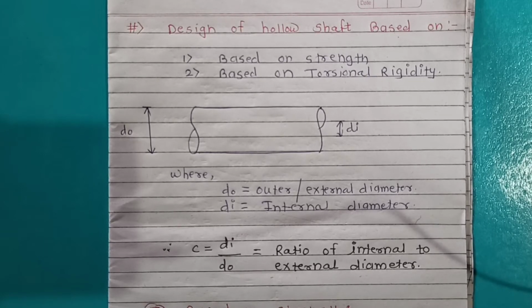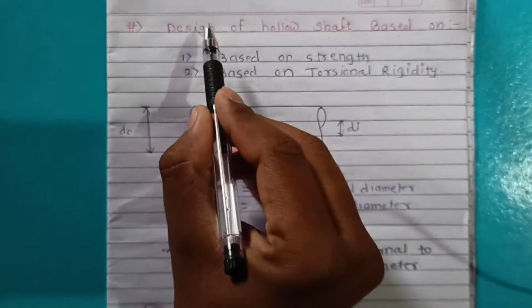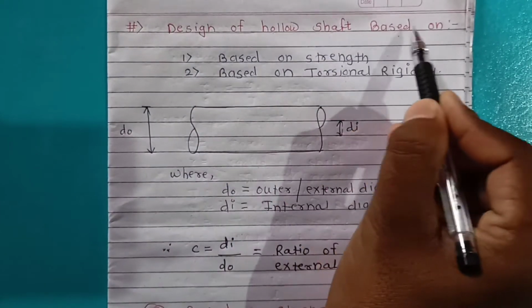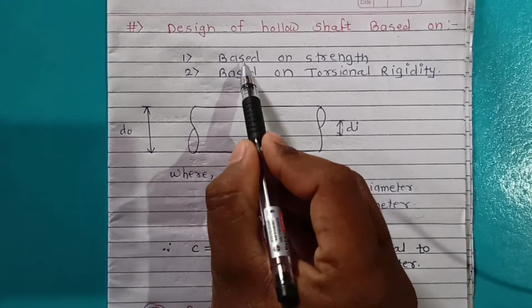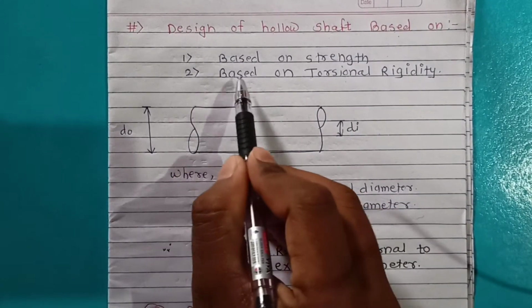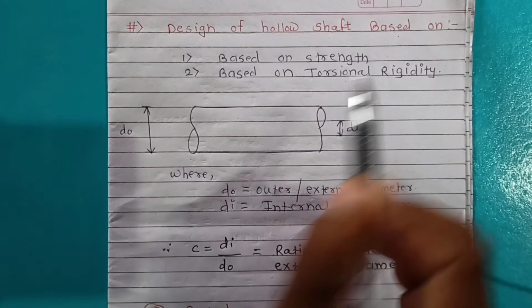Now the hollow shaft has two diameters. First is the external or outer diameter, and another one is the internal diameter. The design of hollow shaft is based on, first, strength, and second, torsional rigidity.